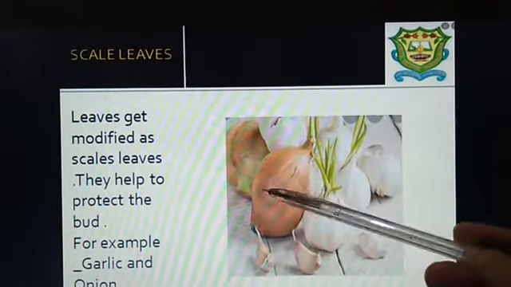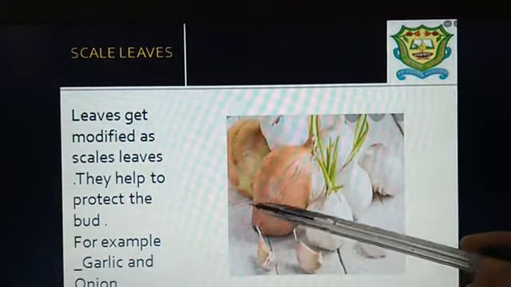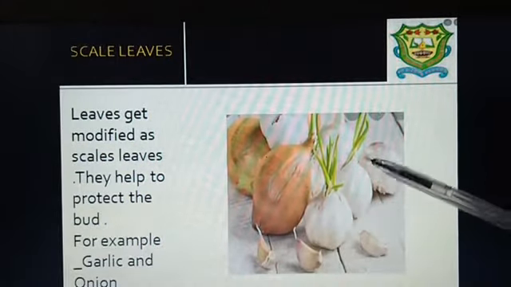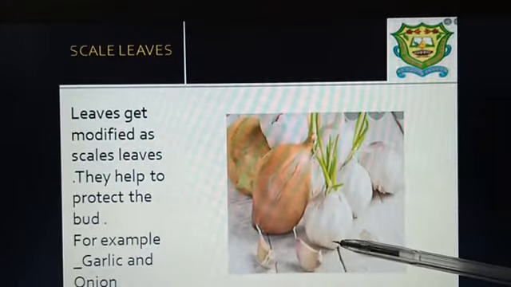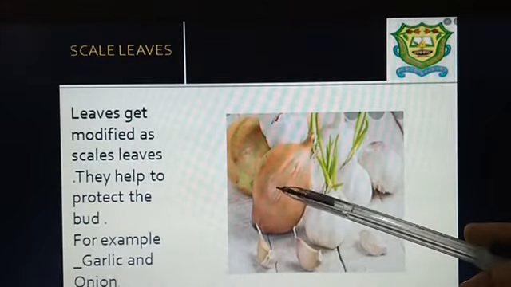Scale leaves. Leaves get modified as scale leaves. They help to protect the buds. These leaves also store food and water. They may be dry as in garlic or fleshy as in onion.